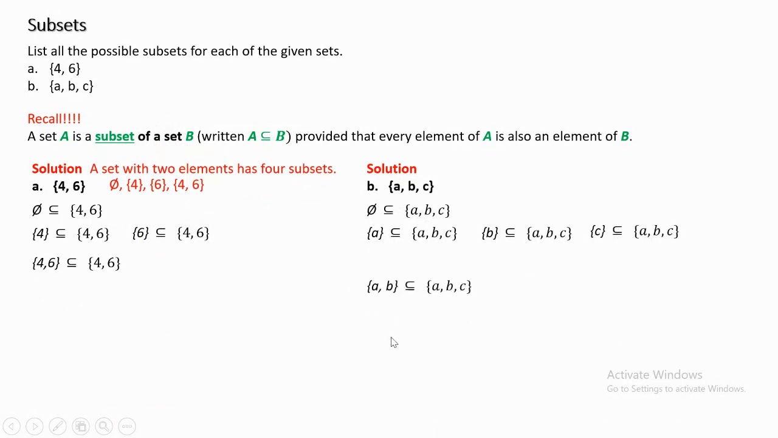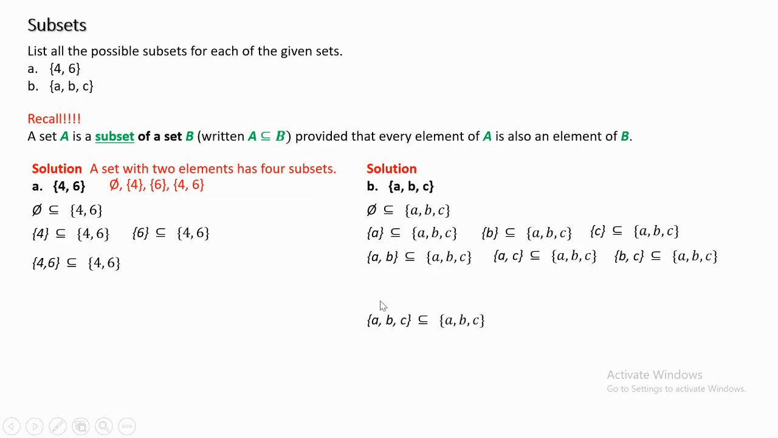Now let's do them in pairs. The set A, B is a subset of the set A, B, and C. The set AC is a subset of the set A, B, and C. And now the set BC is a subset of the set A, B, and C. And then finally, with 3 elements, the set is a subset of itself.